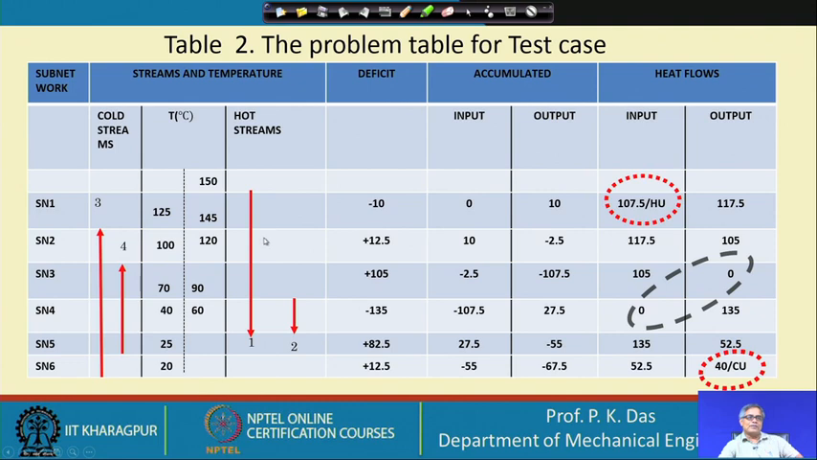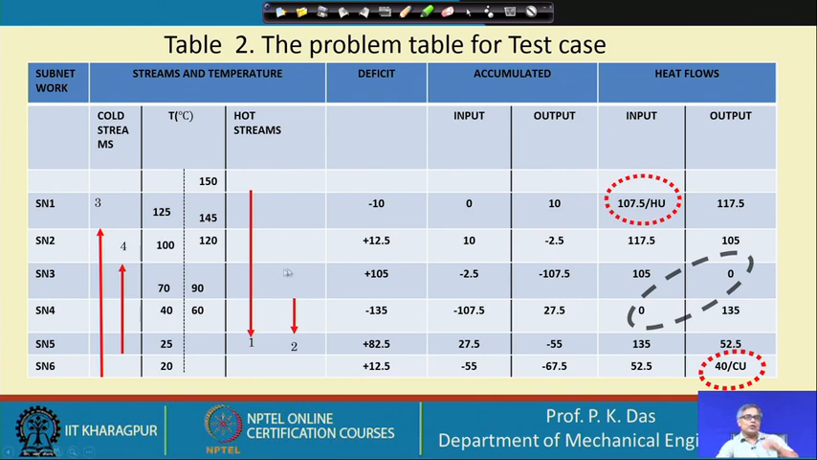Similarly, we can get subnetwork 2, in which we have got 2 streams. We can get subnetwork 3 in which we have got 3 streams. We can get subnetwork 4 in which we have got 4 streams, again subnetwork 5 in which we have got 2 streams, and subnetwork 6 in which we have got only 1 stream, and temperature ranges.